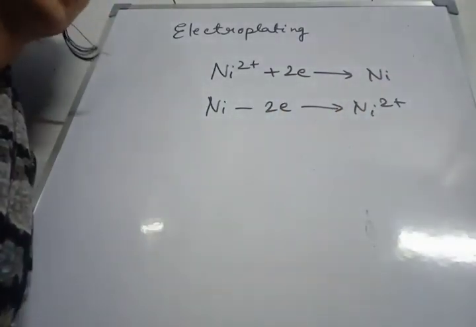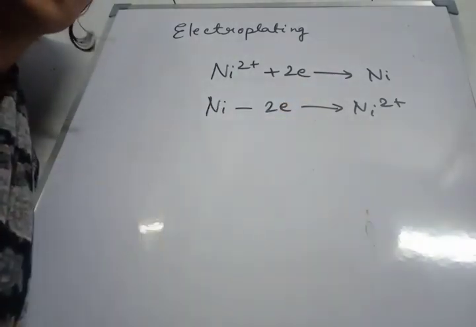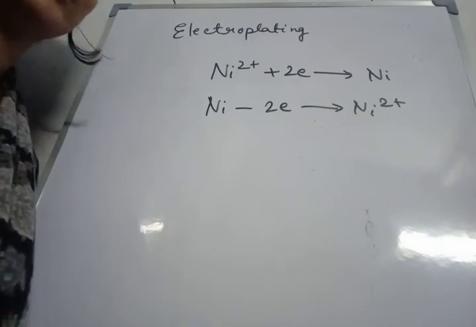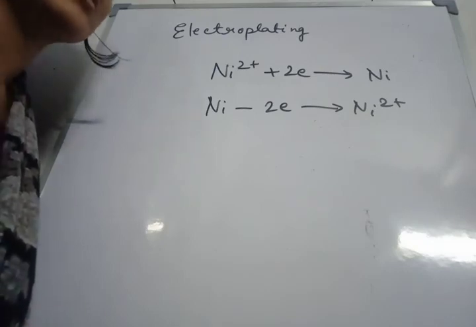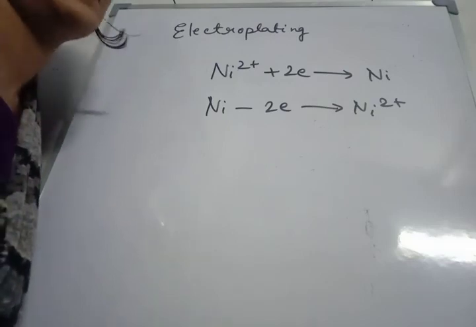Here also, the mass of the cathode increases with time and the mass of the anode decreases with time. The process continues till the entire mass of the anode dissolves into the electrolytic solution.